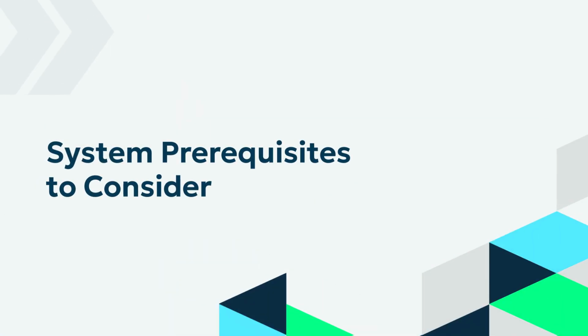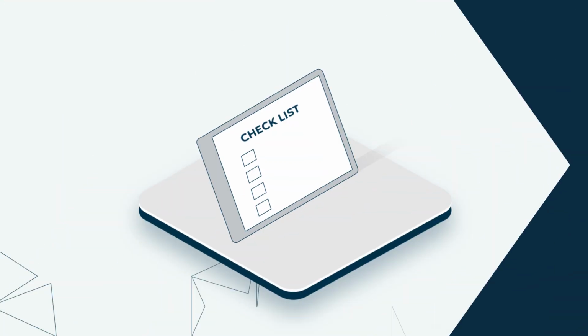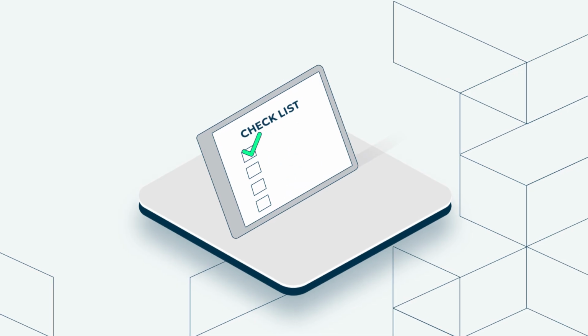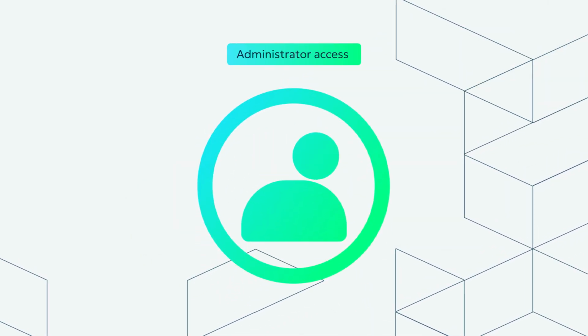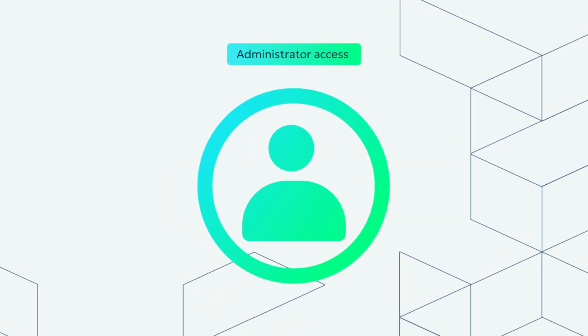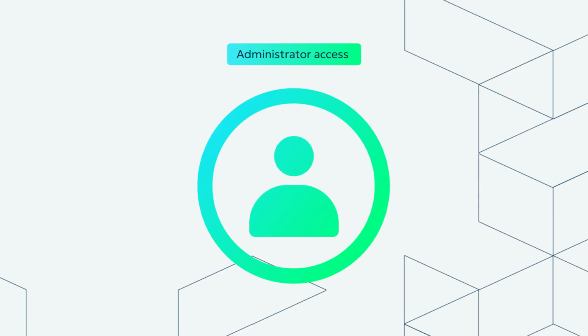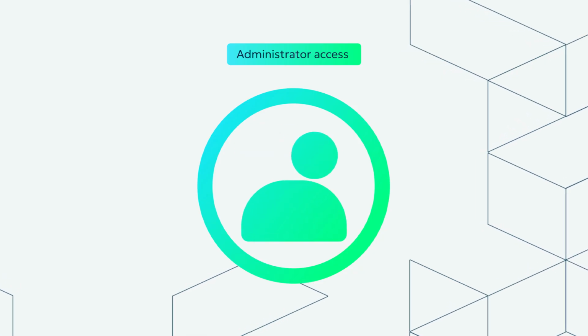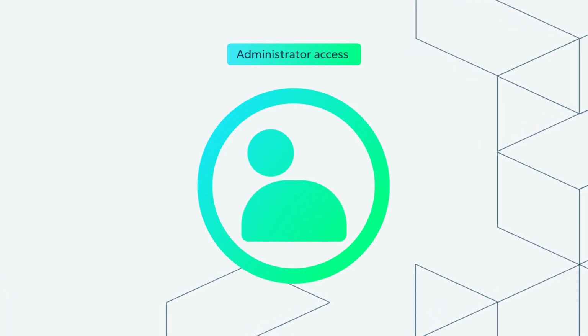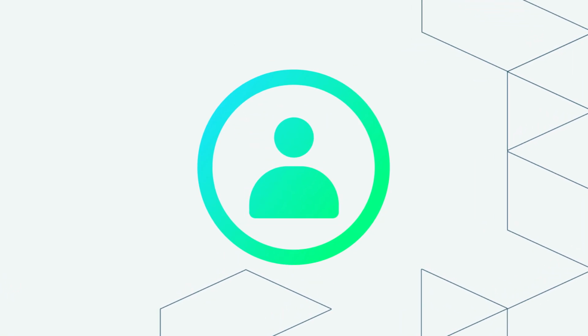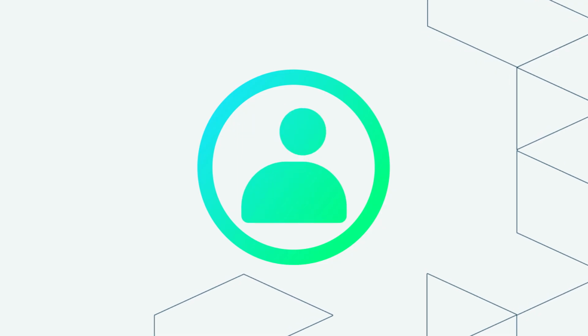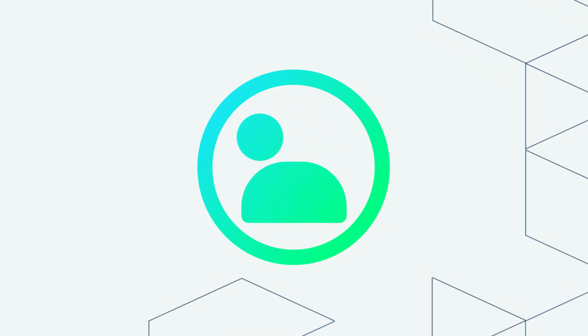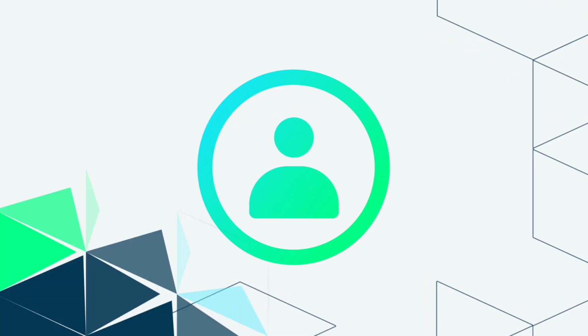System prerequisites to consider. Before we get started, there are a few things to keep in mind. First, make sure you have administrator access to make changes in the Windows Registry. This method works on all versions of Windows 11, and the change applies per user unless managed centrally. Don't worry, this feature is part of the classic File Explorer, so it's not affected by modern Windows interface updates.